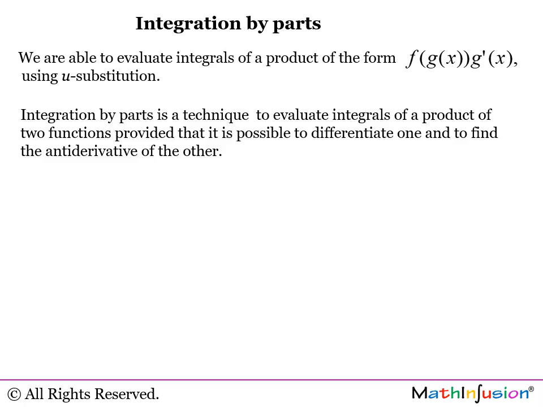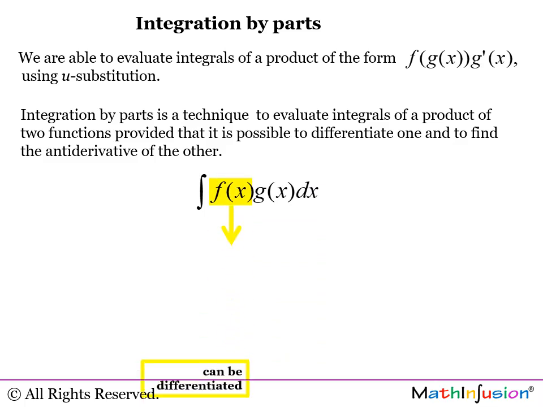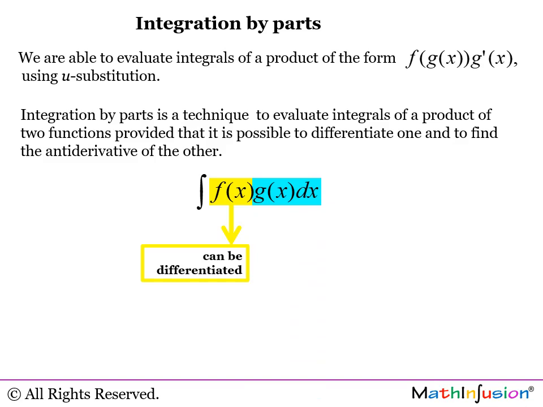Integration by parts, for example, is a way to evaluate integrals of a product of two functions, on the condition that it is possible to differentiate one of them and to find the antiderivative of the other. So if you have a product, you want to be able to differentiate one of those functions and integrate the other. When I say integrate g(x) dx, I mean also if g(x) is 1, that you will be able to integrate dx, which is always possible, because the integral of dx is just x.